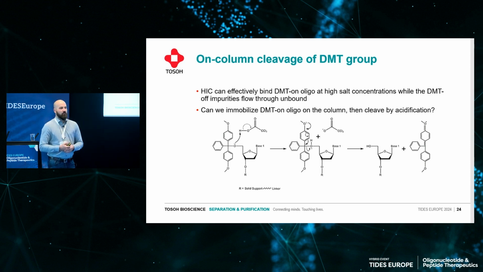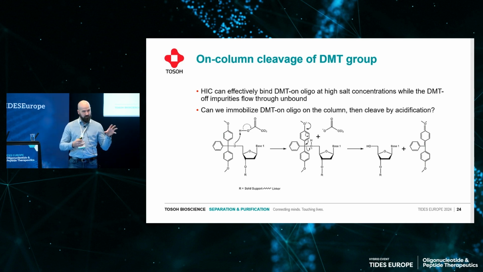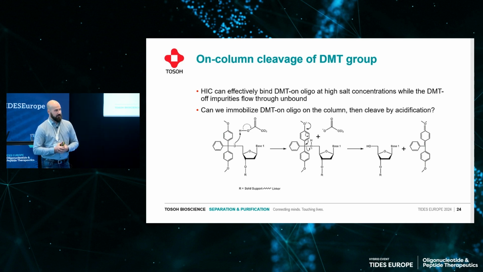But the idea that we had in between, or since those 3 years, is now, can we also immobilize, or bind, the DMT-on oligo on the column, and then stay at high salt concentration and decrease the pH, so the DMT group at that point is still sticking to the resin, whereas our oligonucleotide that now does not have the DMT group anymore elutes from the column.